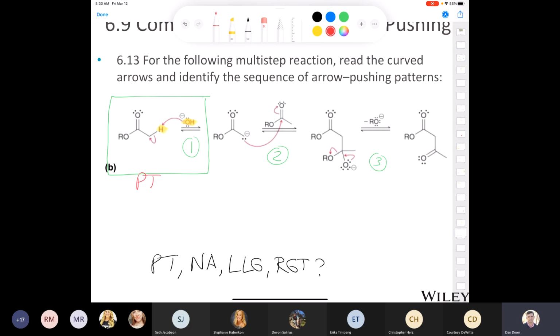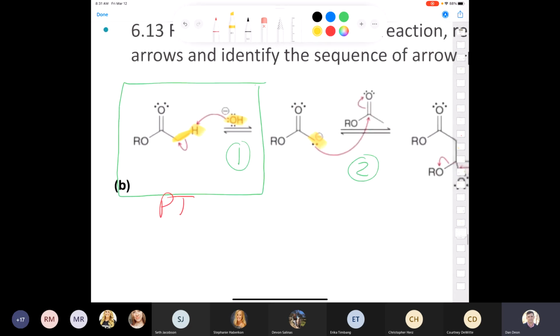This is a proton transfer, right? There's something that's being left out here. When you form this carbanion right here, right? This pair of electrons, okay?